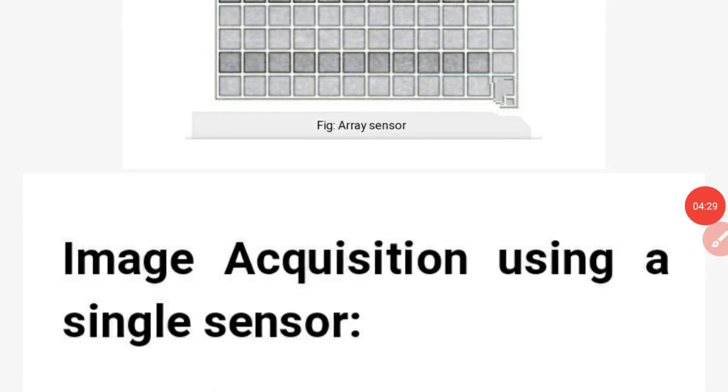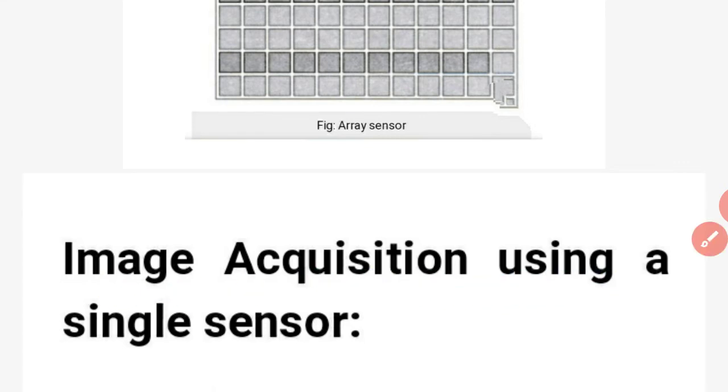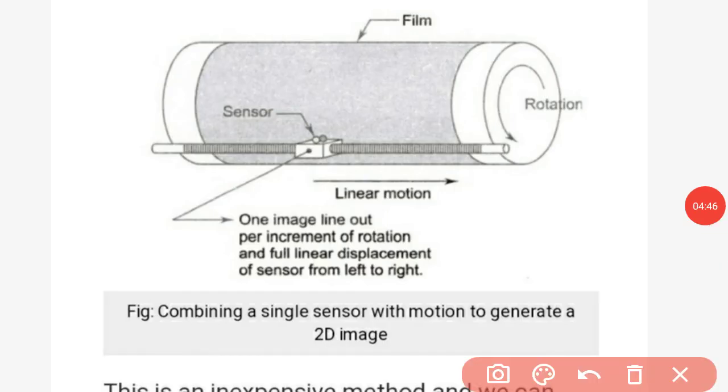Next one, image acquisition using a single sensor. How is image acquisition possible using a single sensor? We have to reconstruct the image on the front panel of the digital computer. Here we have to generate a two-dimensional image using a single sensor.